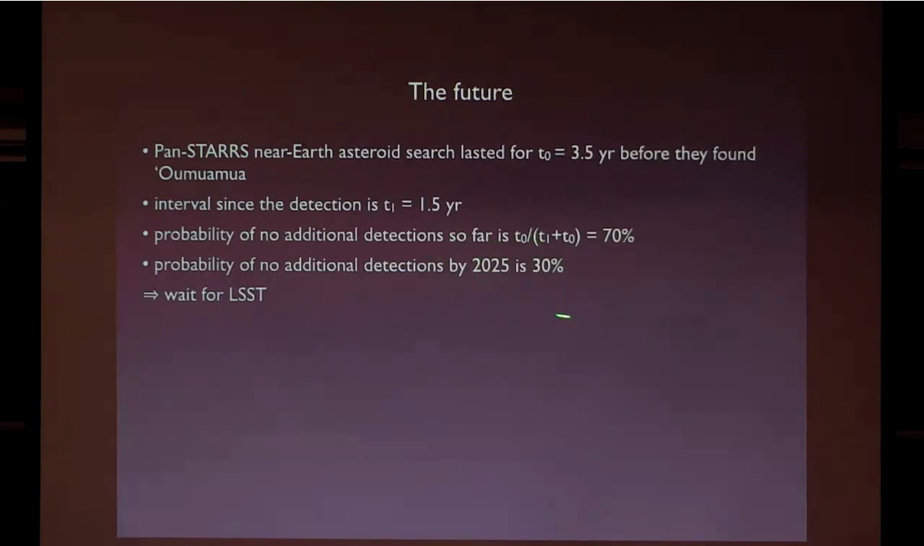Additional detections by 2025, the probability is the inverse. That is, there's a more than 50% chance we should see another detection by then. At about that point, we should have LSST survey results. And so basically, the conclusion is you shouldn't think any more about Oumuamua. You should just wait for LSST.